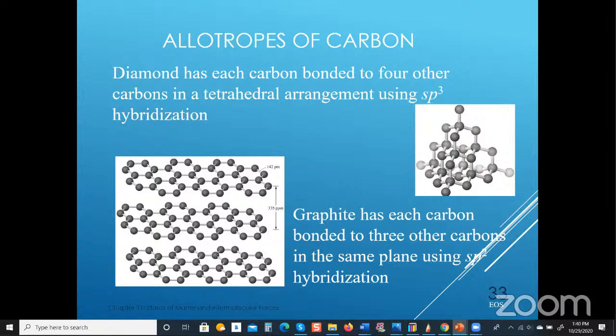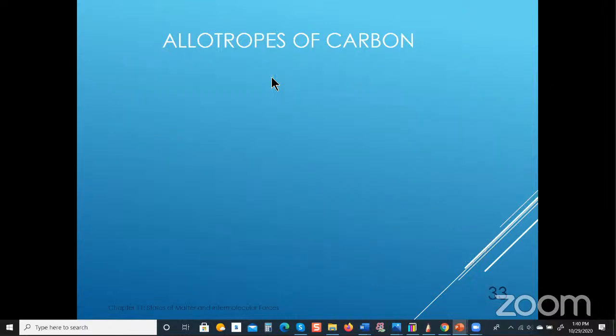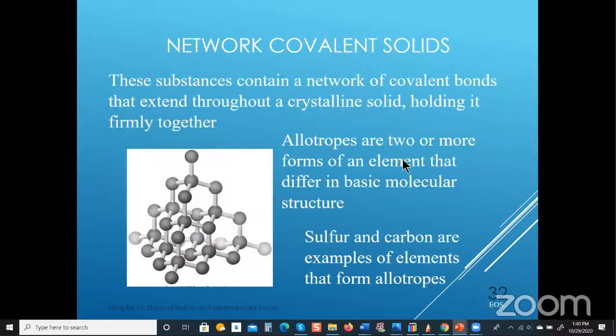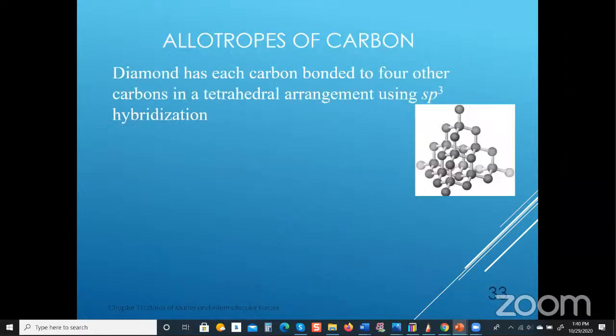In order for electricity to be conducted, as we learned earlier, we need mobile charges. And in this case, the mobile charges will be the delocalized electrons. So therefore, graphite is the only non-metal that is able to conduct electricity for that reason, all right? These two different forms of carbon are known as allotropes, right? Allotropes, let me go back to the previous slide, that's where the definition is. Allotropes are two or more forms of an element that differ in their basic molecular structure, all right? So in the case of carbon, we have these two forms, and in fact, there are more forms actually.